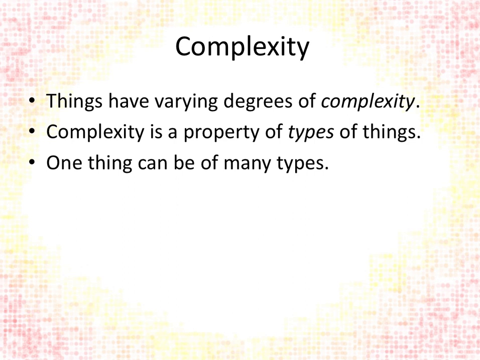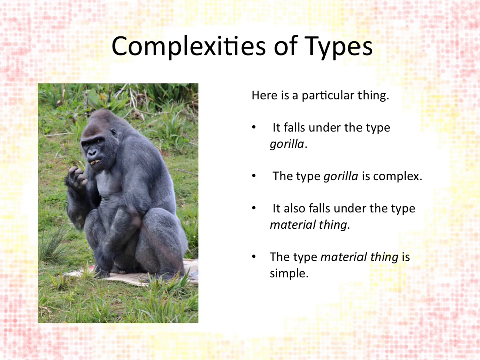Let's talk about complexity. Things have varying degrees of complexity. Complexity is a property of the types of things and not particular things. And this is because one thing can be of many types. We focus on the complexities of types because, look at this, here's a particular thing. It falls under the type gorilla. Now the type gorilla is complex, but it also falls under the type material thing. And the type material thing is simple. Since one thing can fall under many different types, we have to talk about the complexities of the type.